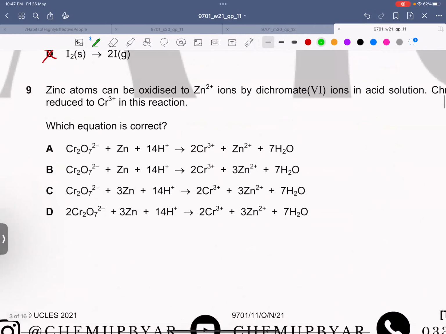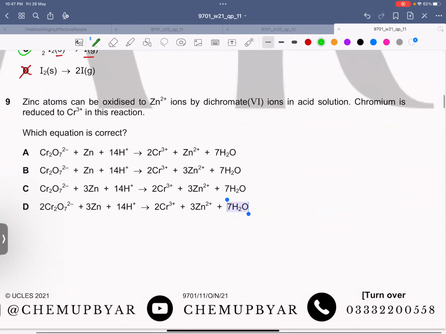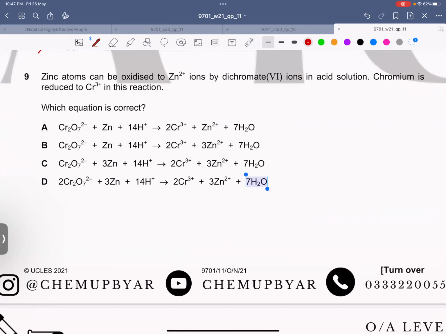Now, question number 9. Zinc atoms can be oxidized to zinc 2 positive ions by dichromate 6 ions in acid solution. Chromium is reduced to Cr3 positive in this reaction. Write the equation. Which equation is correct?